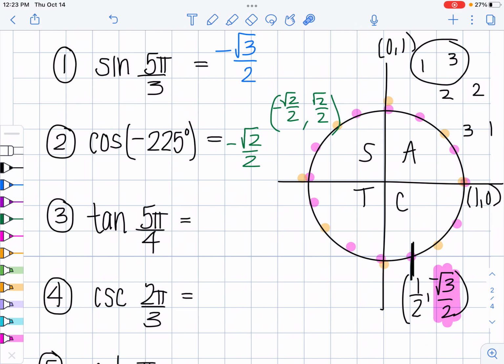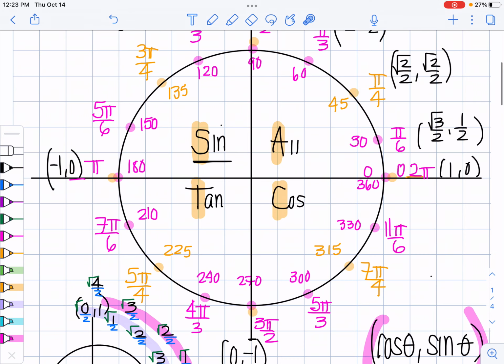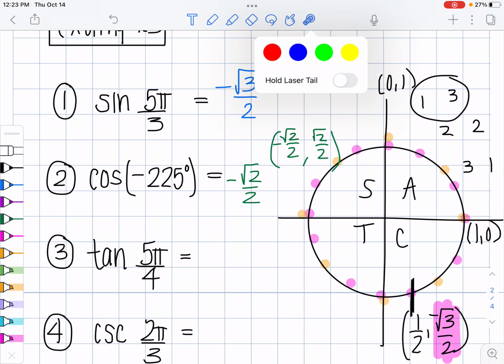So 5 pi over 4 is the same as 225 degrees. You can come back up here and look if you need to. Like I said, you can always count. Okay, so 5 pi over 4, I always just count. So I'm at 0, pi over 4, 2 pi over 4, 3 pi over 4, 4 pi over 4, 5 pi over 4. I'm right here.